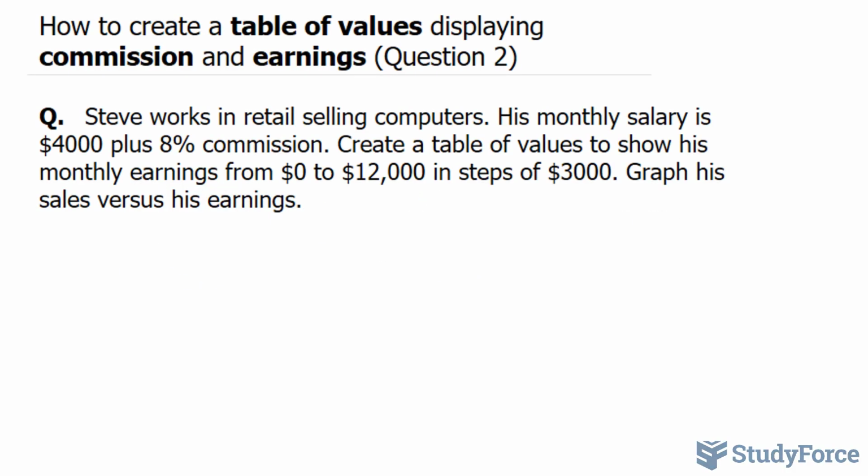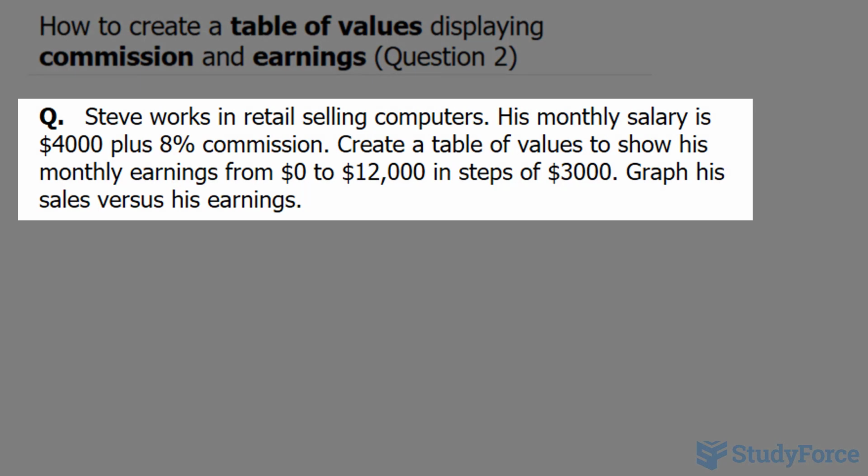In this short demonstration, I'll show you how to create a table of values displaying commission and earnings. This is question 2. Steve works in retail selling computers. His monthly salary is $4,000 plus 8% commission. Create a table of values to show his monthly earnings from $0 to $12,000 in steps of 3,000.